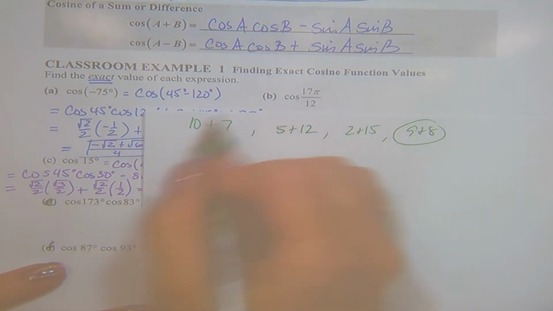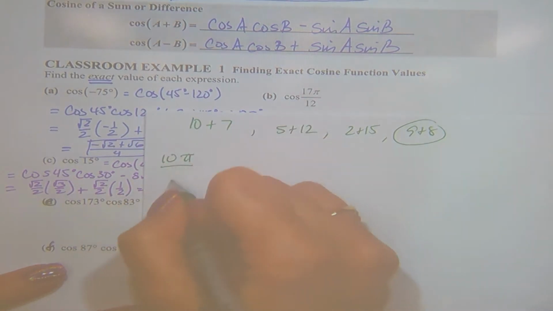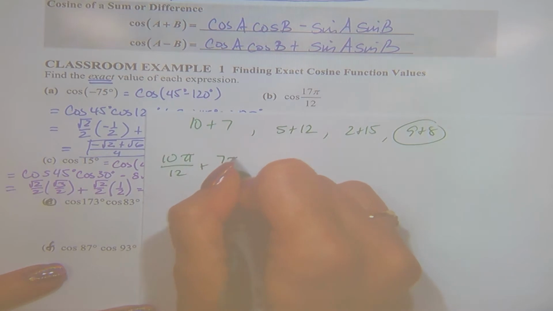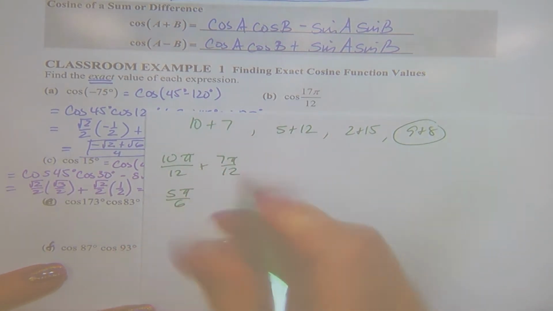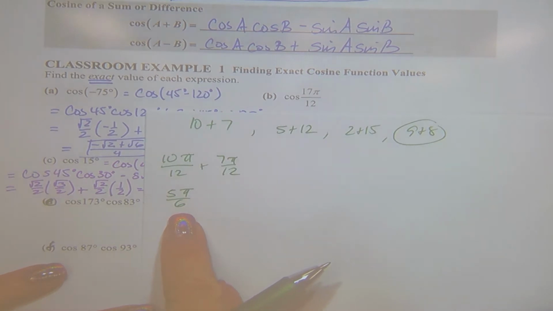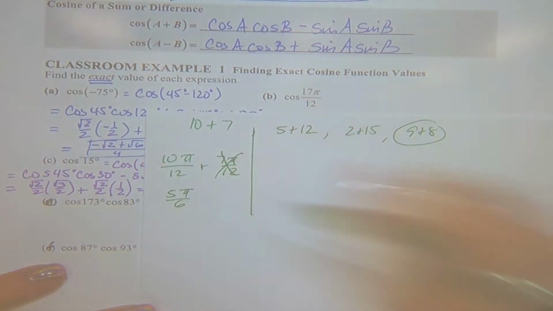So 10 plus 7 is 17. That means I would have to start with 10 pi 12ths plus 7 pi 12ths. Well, 10 pi 12 reduces to 5 pi 6, and that's a special angle in my unit circle. This one does not reduce, so that doesn't help me. That one's not going to work.